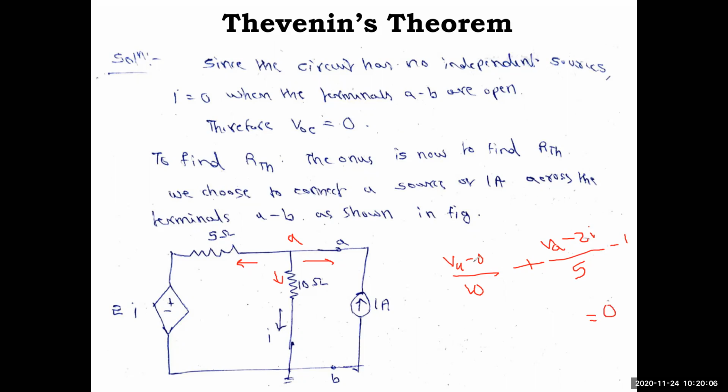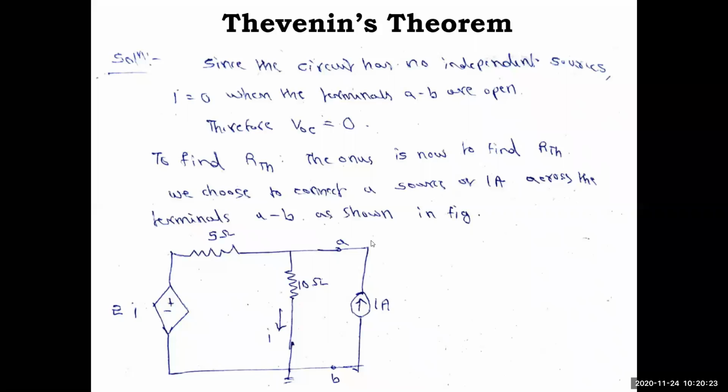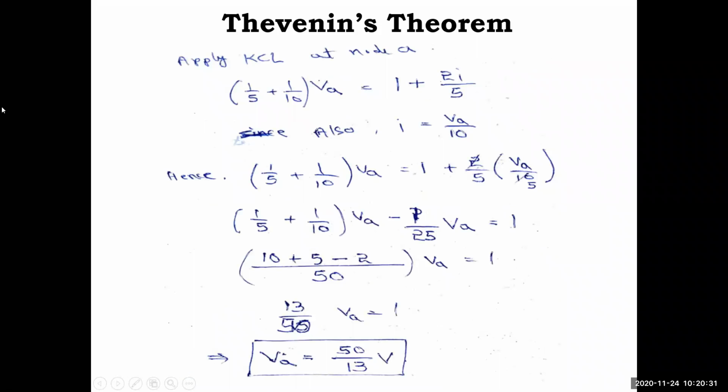So next, what I will do, I will group this VA term: VA by 10 plus VA by 5 equal to 1. I will take the right side 1, and this minus 2I by 5 also I will take to the right side. It will become plus 2I by 5. That is written in the equation. Straight away I have written it. Okay, so you noted down this equation. Fine, pause it and note down. So 1 by 5 plus 1 by 10 VA equals 1 plus 2I by 5. So straight away I have written this.